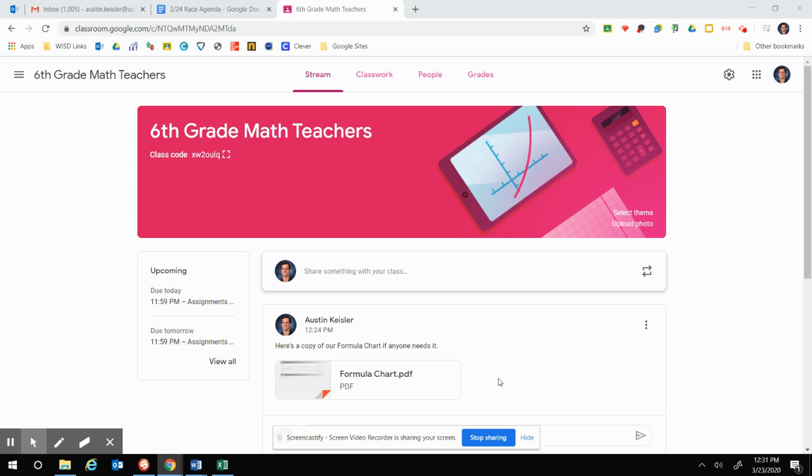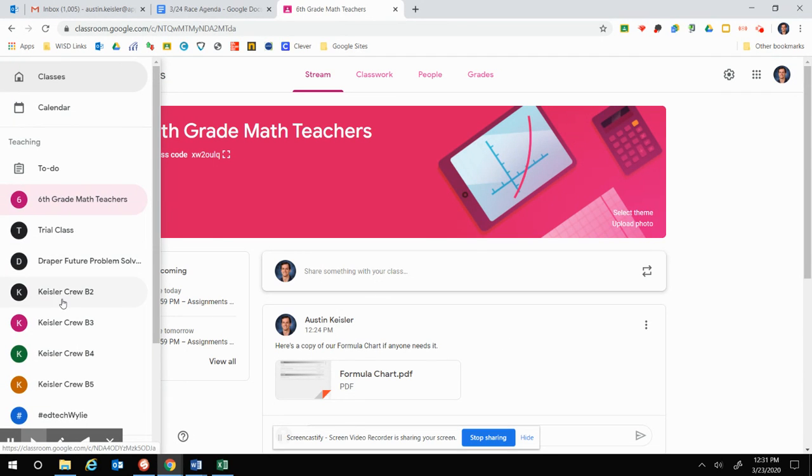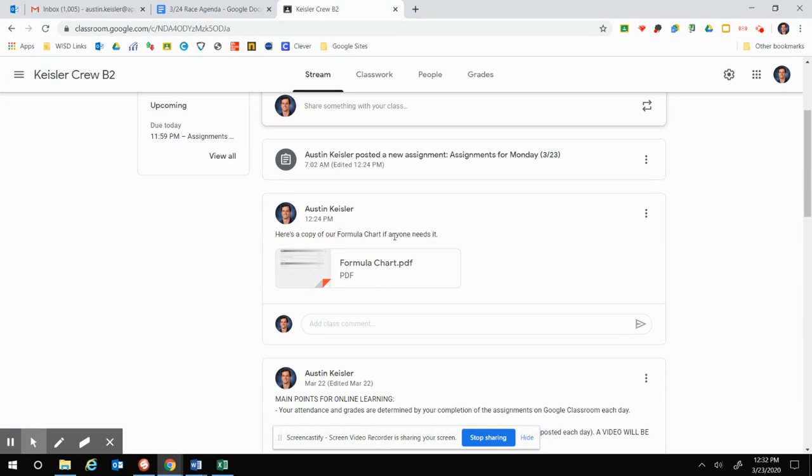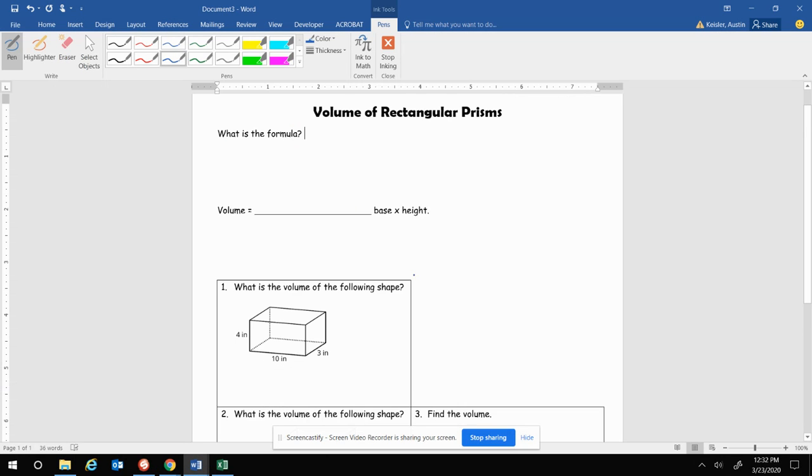Hey, we're going to look at volume of rectangular prisms today. I do realize some of y'all have already done this before, but we just want to keep it simple at first before we move into some new stuff later this week. First off, I just want to make sure y'all know formula charts have been posted on Google Classroom, regardless of what sixth grade math teacher you have.